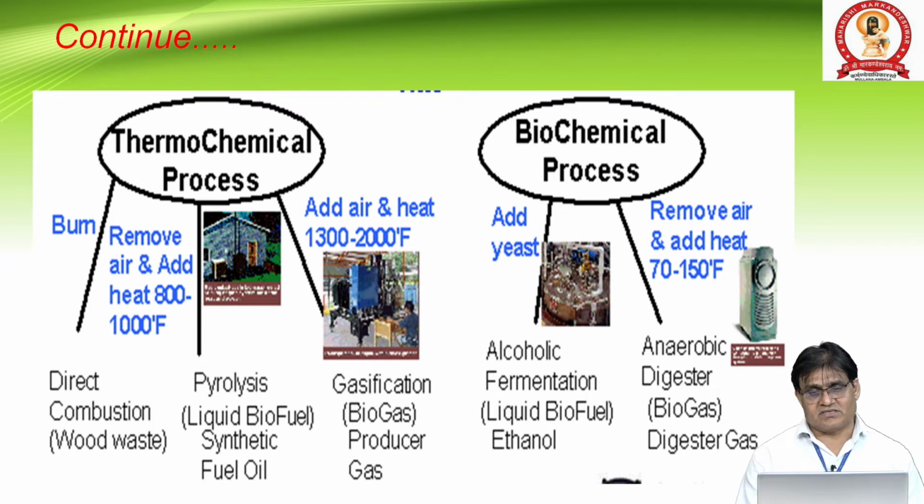Third one is the biochemical process. In alcoholic fermentation, biofuel is produced by adding yeast to the biomass. The output of this fermentation process is ethanol. Second, anaerobic digestion: the biomass digestion goes on in an enclosed chamber called the digester. This process goes on in the absence of oxygen or air at some temperature.